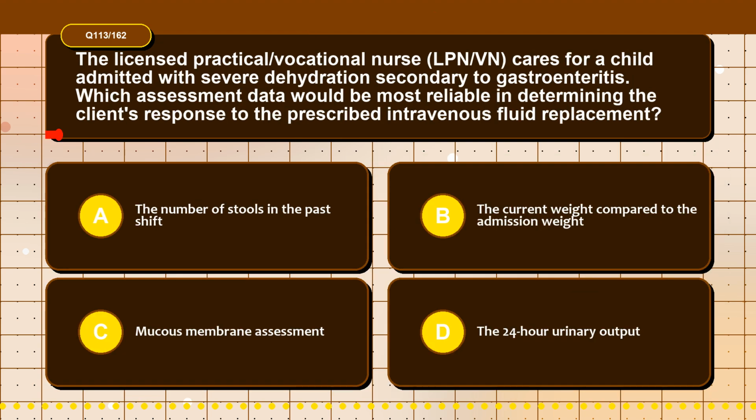Question 113. The licensed practical/vocational nurse (LPN/VN) cares for a child admitted with severe dehydration secondary to gastroenteritis. Which assessment data would be most reliable in determining the client's response to the prescribed intravenous fluid replacement? Option A: the number of stools in the past shift. Option B: the current weight compared to the admission weight. Option C: mucous membrane assessment. Option D: the 24-hour urinary output.